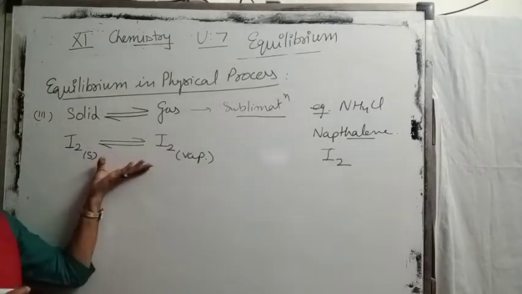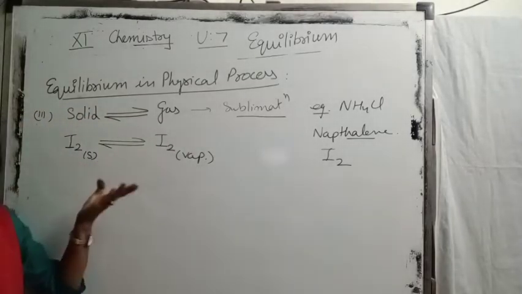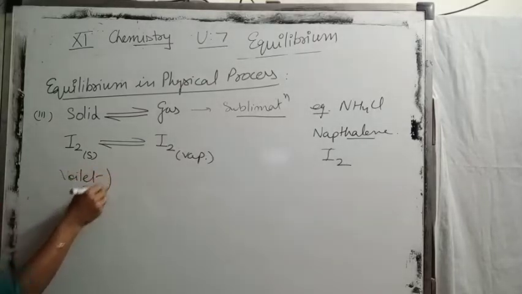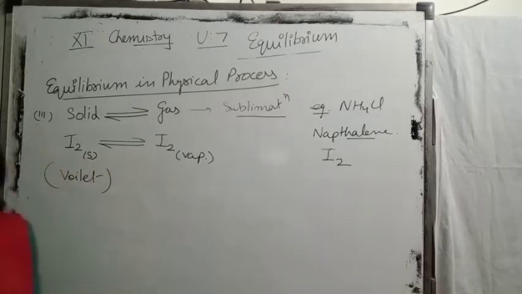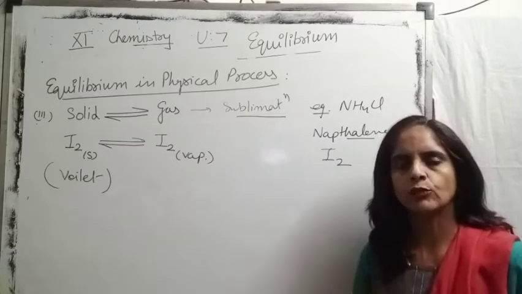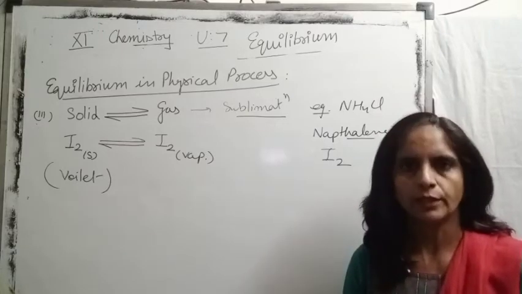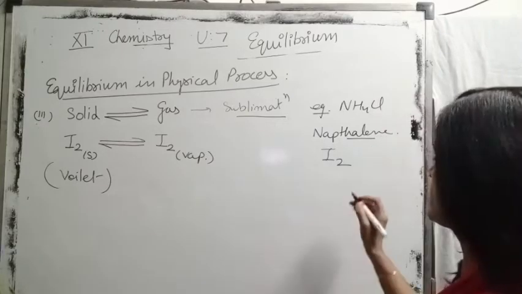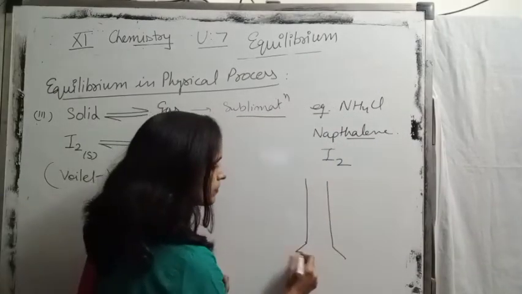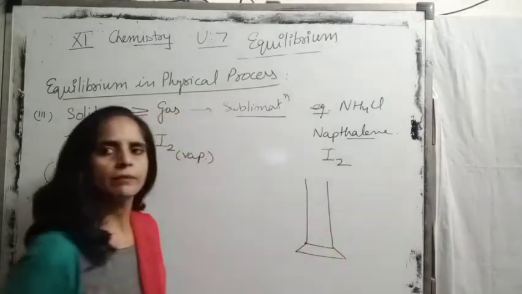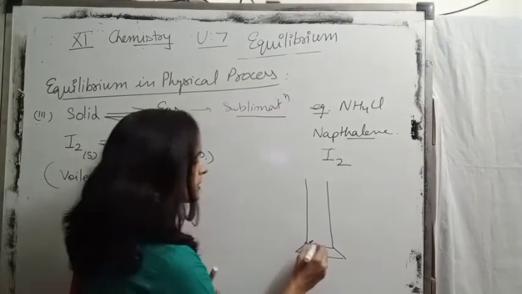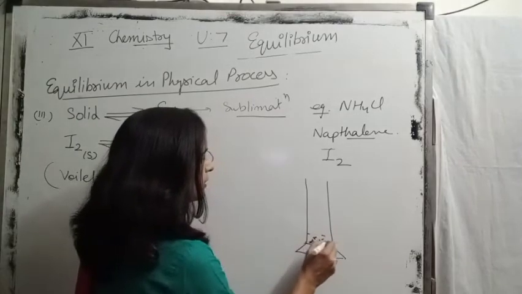Why have I preferably selected iodine here? Because the color of iodine is violet. So due to the color change, we can easily observe whether the equilibrium stage is attained or not. So what do we do for this? Take a jar and place some iodine pieces into this jar. You place some crystals of iodine here.